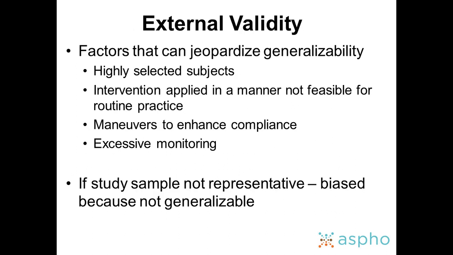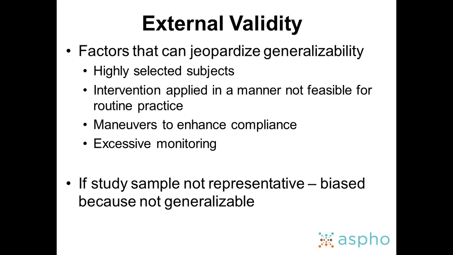So we talked about internal validity. We also have to think about external validity. How generalizable are the results of our study to other populations? The factors that can jeopardize generalizability are a highly selected population for our study, which typically occurs in explanatory randomized trials; an intervention applied in a way that's not feasible in routine practice; maneuvers to enhance compliance; or lots of monitoring.